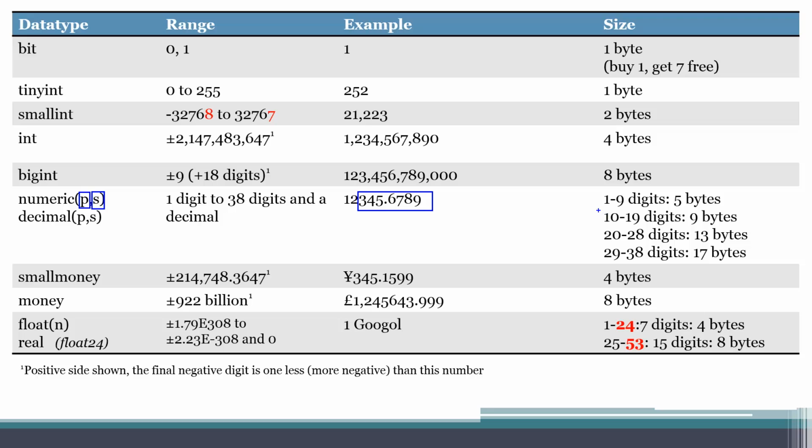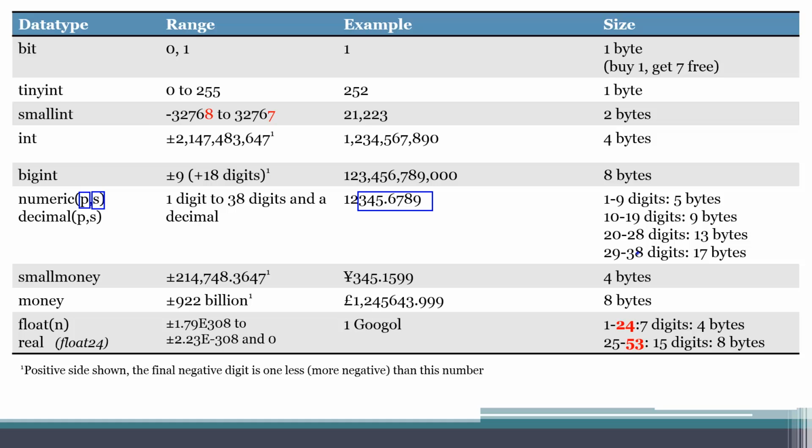All right, so numbers between 10 and 19 digits take 9 bytes, 20 to 28 digits take 13 bytes, and 29 to 38 digits, which is our maximum, takes 17 bytes. So 38 digits, that's a pretty big number. And then the scale that you put with it would say, out of those 38 digits, how many digits are to the right of the decimal place?